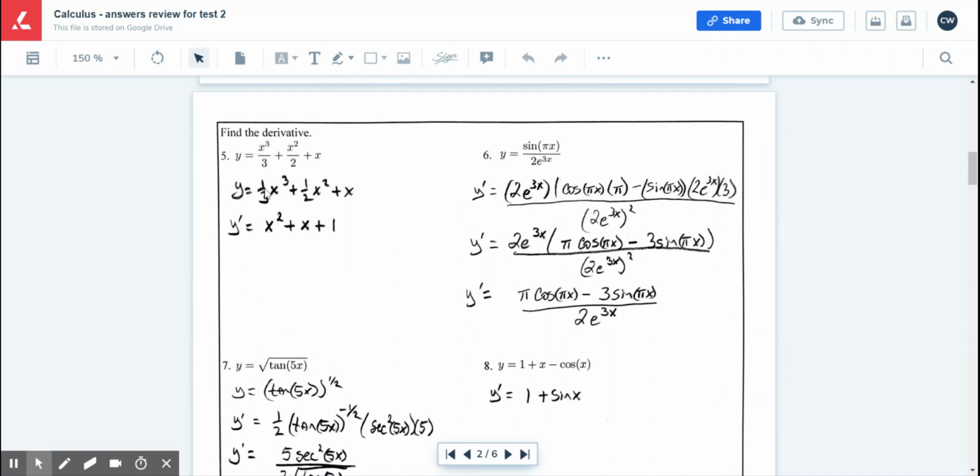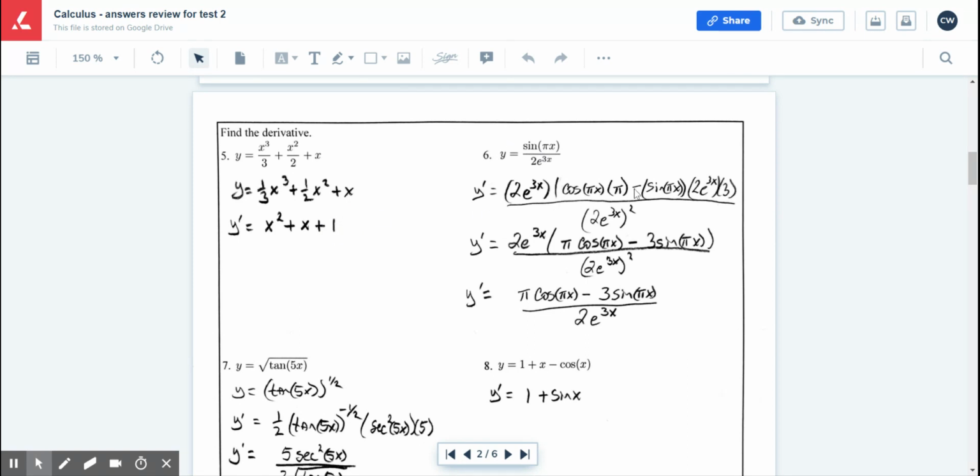Remember, in class, the first thing we did was rewrite it as 1/3 x cubed plus 1/2 x squared plus x. Pretty easy after that. Bring the 3 down, which cancels with the 1/3, changes into an x squared. Bring the 2 down, cancels with the 1/2, changes into x, and the derivative of x is 1.